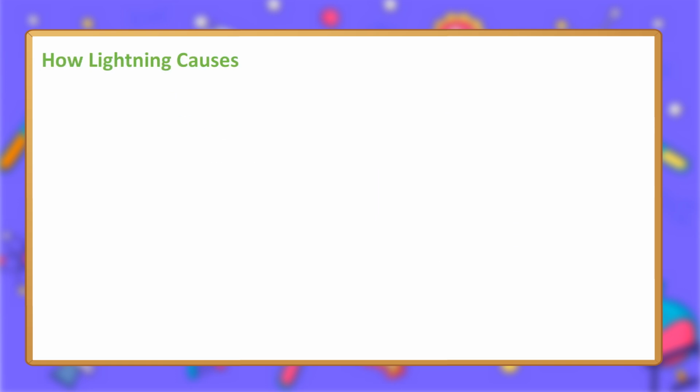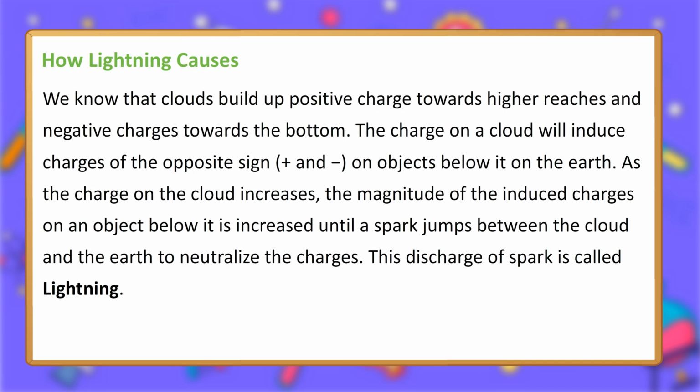How is lightning caused? We know that clouds build up positive charge towards higher reaches and negative charges towards the bottom. The charge on a cloud will induce charges of the opposite sign, plus and minus, on objects below it on the earth. As the charge on the cloud increases, the magnitude of the induced charge on an object below it is increased until a spark jumps between the cloud and the earth to neutralize the charges. This discharge of spark is called lightning.